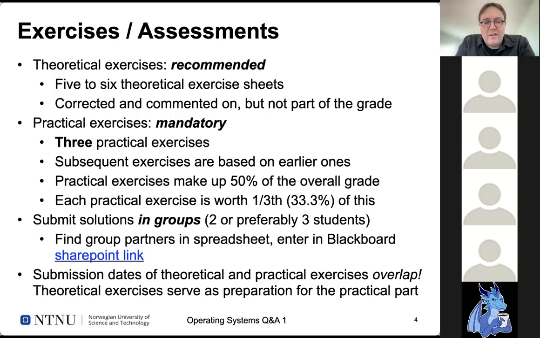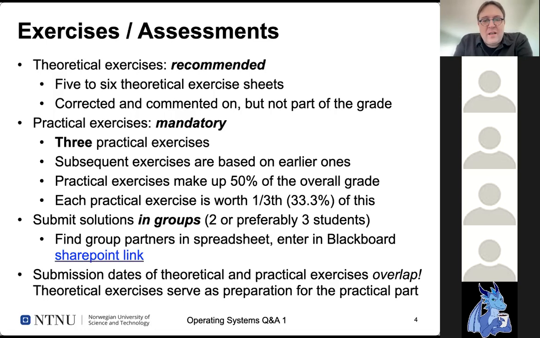The first one will be handed out later this week. And if you hand in a solution, you'll get feedback on that. You will get comments and corrections, but they will not be part of the grade. We will publish a solution, obviously, for the theoretical exercises. So even if you don't hand any solution in, you can still compare your solution on your own.